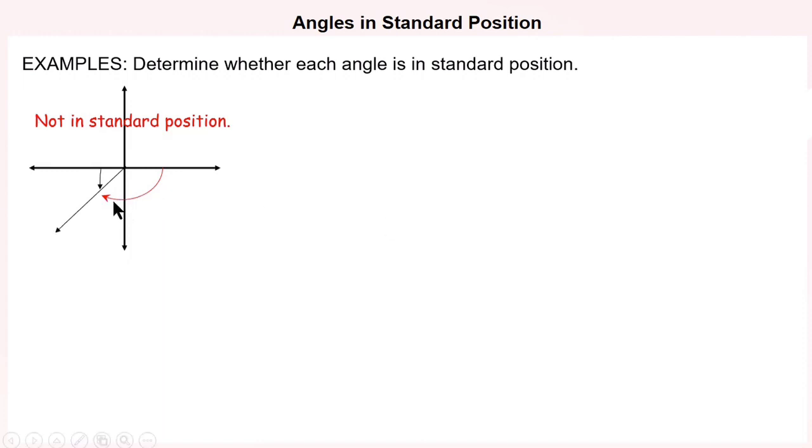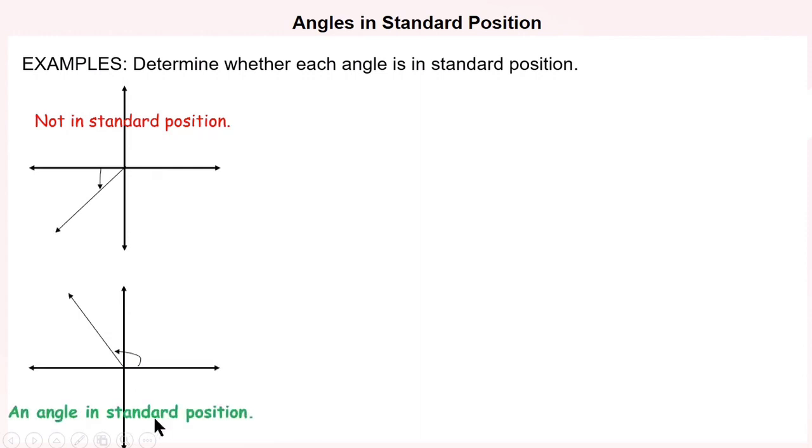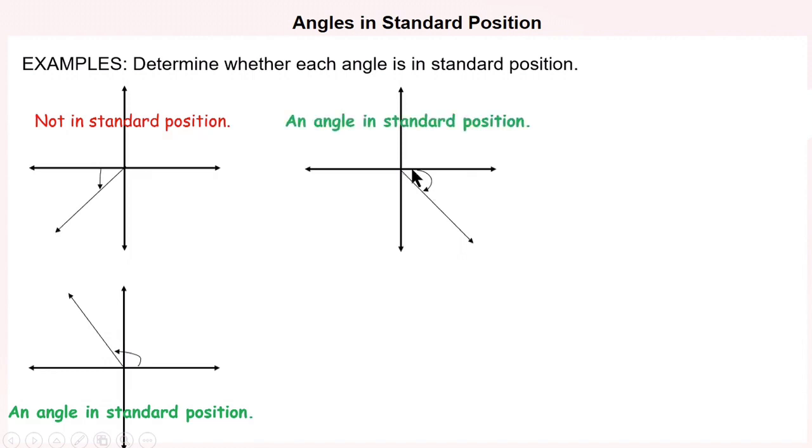How about this angle? Since the initial side is located on the positive side of the x-axis and the vertex is at the origin, this is an angle in standard position. Similarly, this one is also in standard position. Clockwise direction, this is a negative angle.